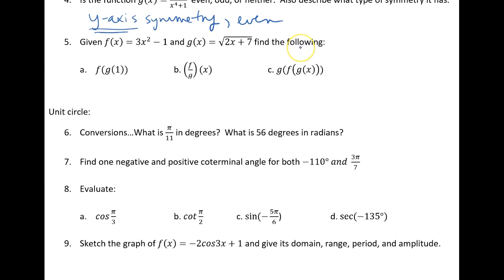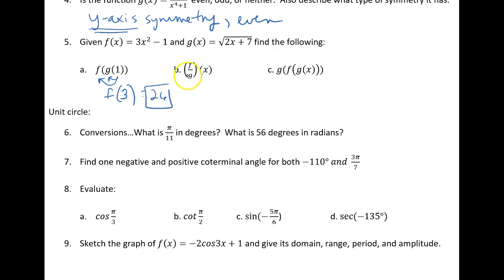Given f and g, find the following. Okay, so this is the composition of functions. We're going to start from the back and work to the front. So first I'm going to plug 1 into g. It's going to be the square root of 9, which is 3. And then f is still in front of it, so now I need to plug the 3 into f. And when you do that, it looks like you're going to get maybe a 26.